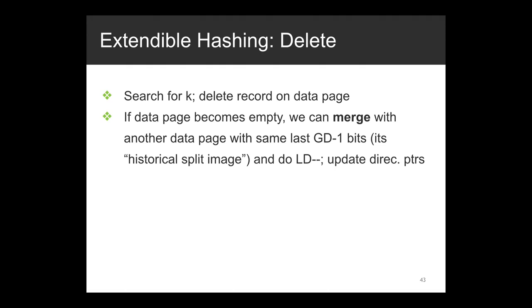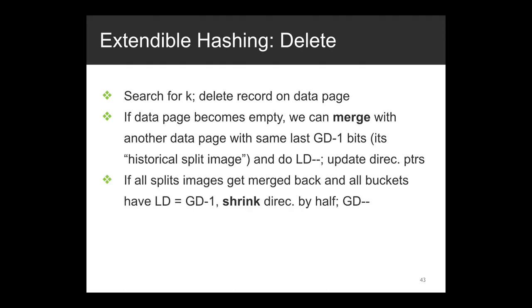It will happen when we can merge this page with another page that has the same last GD minus 1 bits in the string representation in the directory. Once you merge them, both of their LD will shrink by 1. And therefore, you have to go and update the directory pointers accordingly. Now, if all split images get merged back and all the bucket pages end up having LD that is exactly 1 less than the GD, then the entire directory can be shrunk by half. And only at that point does the GD get decremented by 1.